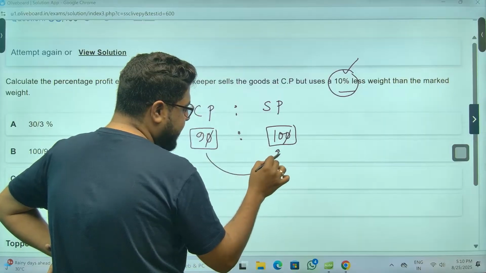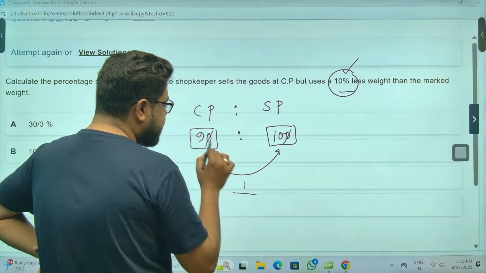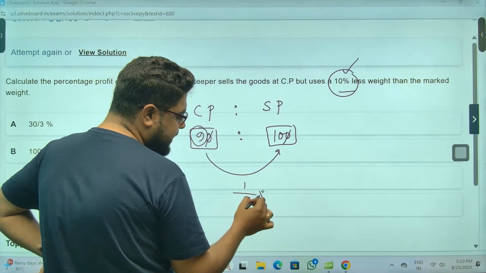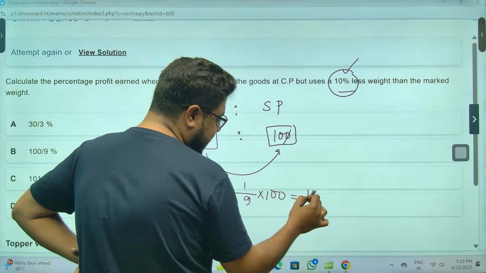How much profit is he making? 1 rupee profit out of CP of 9 rupees. Percentage means into 100. So 100 by 9%.